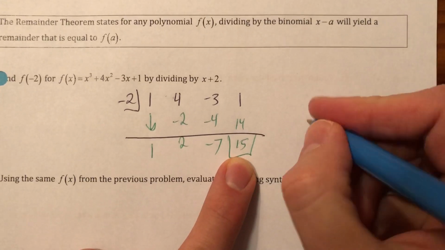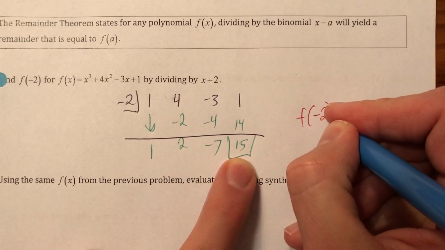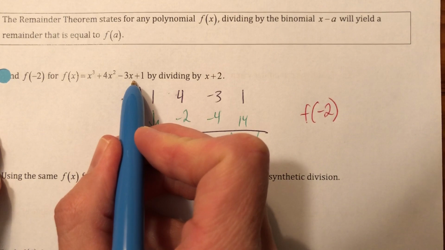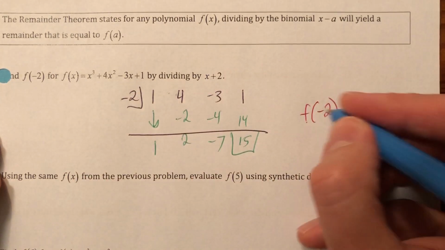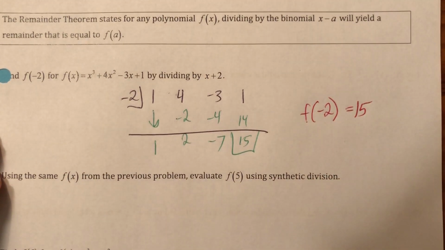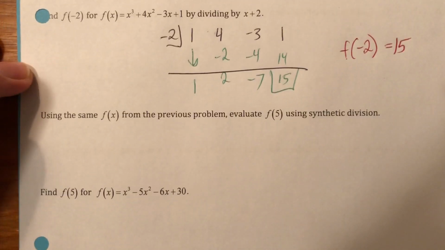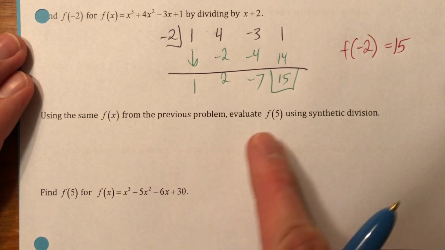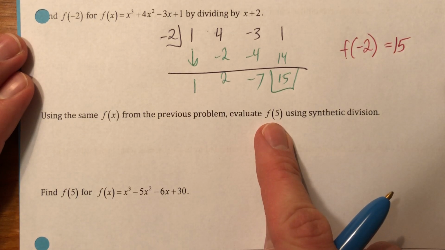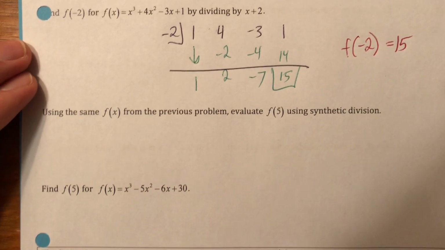So final answer over here in red, if I plugged in a negative 2, cranked it out, I'd get 15. I could do it by hand. Either way, it works. Using the same function from the previous problem, evaluate f of 5 using synthetic division. Okay, well, let's do that.